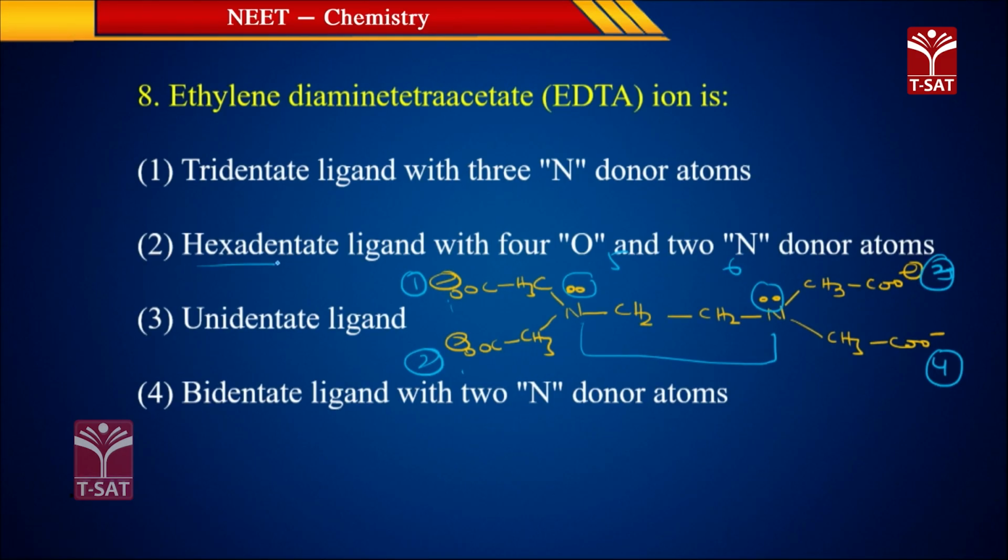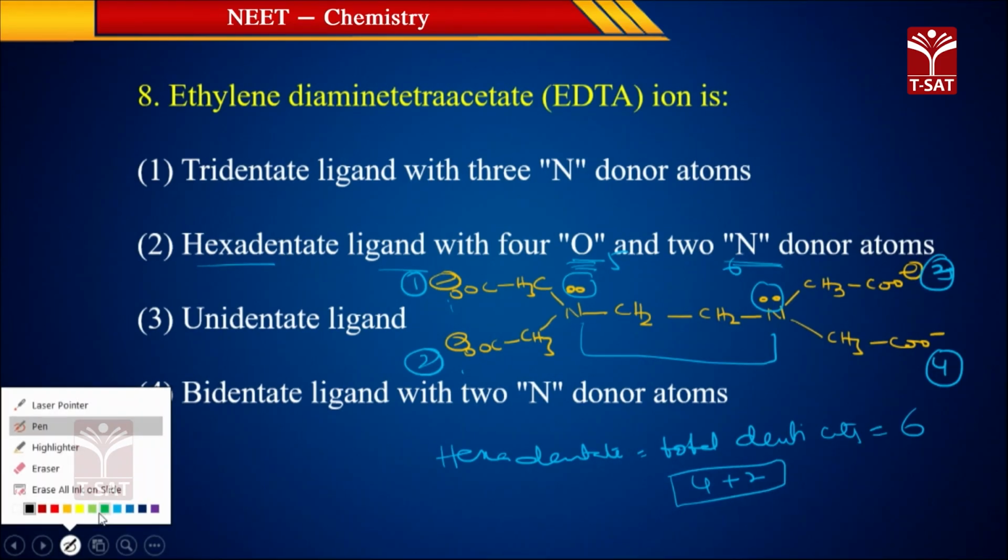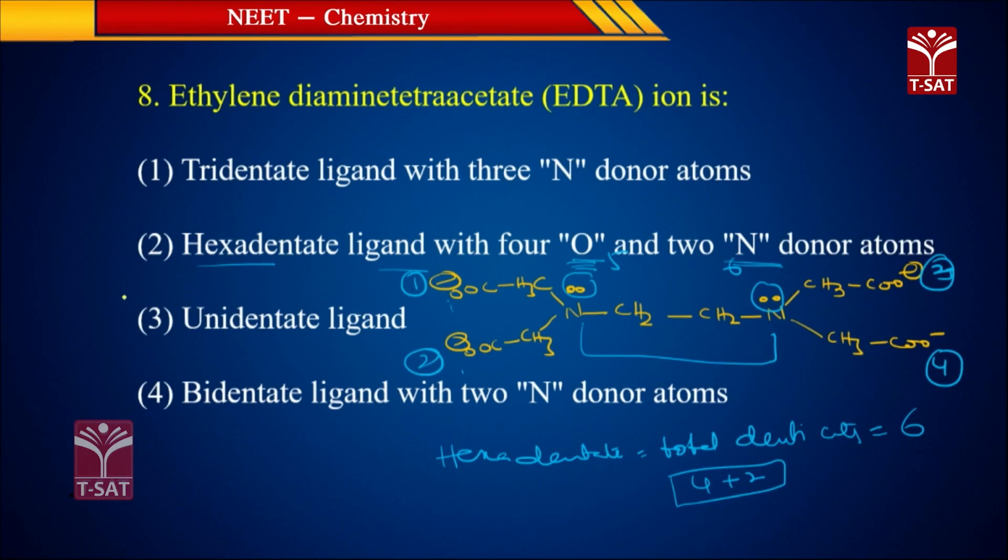So, it is a hexadentate ligand with 4 oxygens and 2 nitrogens, right? We can see 4 oxygens donating electron pairs and 2 nitrogens donating a lone pair. Hexadentate means total denticity is how much? Total denticity is 6, right? 4 plus 2, 4 oxygens, 2 nitrogens. So, the correct option is option 2, right?